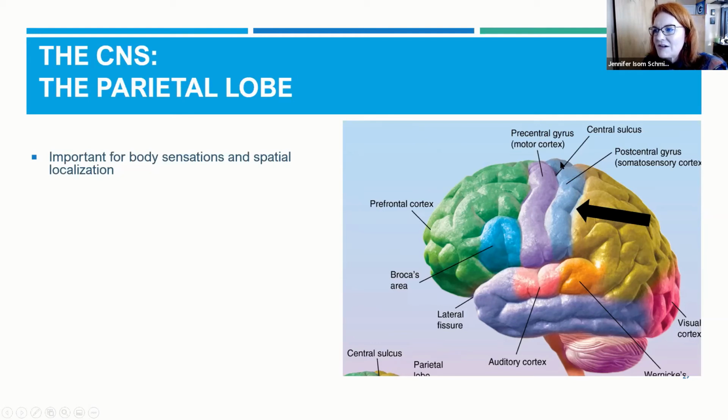The postcentral gyrus is where the primary somatosensory cortex is located. So this is the part of the brain that is involved in identifying physical sensations from your body. It's also the part of the brain that is involved in knowing where your body is in space and where your body is moving in space. So that's the primary somatosensory cortex. And just like you can map your entire body onto the neurons in the primary motor cortex, you can also map your body onto the primary somatosensory cortex.